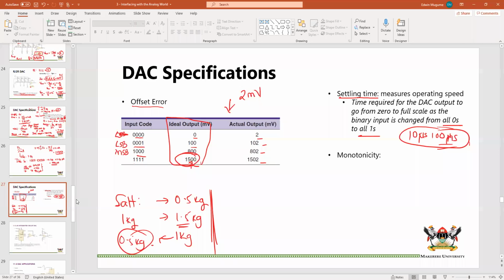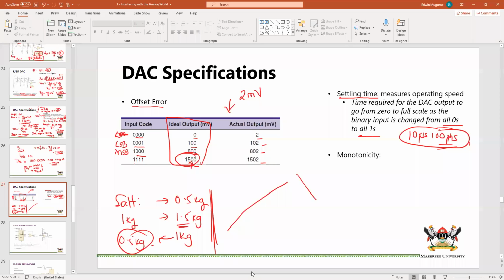Finally, obviously there is a lot in the notes that you need to go and revise, but I'm going through the high level issues here for you. Finally, an important DAC specification is monotonicity. When a signal is monotonic, it is moving in the same direction. It doesn't mean that it is linear, but it never changes direction. If it is increasing, it is increasing. So we can say a signal like this is monotonically increasing.